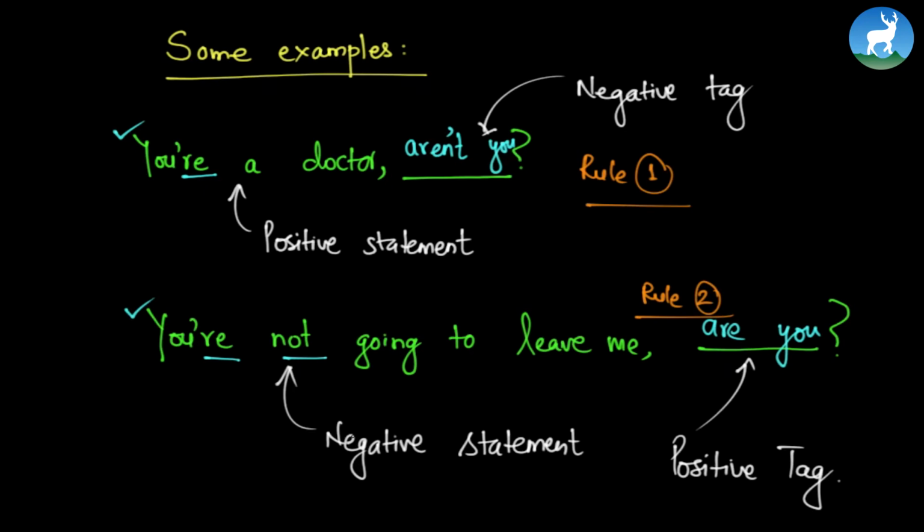So remember, we are always going to use the contracted form in tag questions. What that means is we are not going to use are you not. Rather, we would use the contracted form. So let's look at more examples.